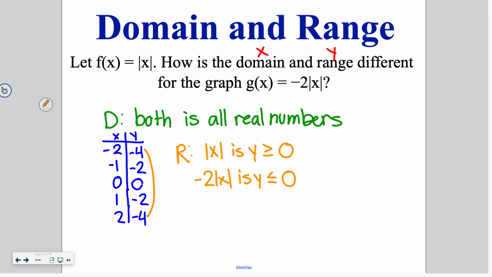So the range changed with this one. Sometimes the range won't change, sometimes it will. You have to go ahead and plug in those numbers to figure that out. I would suggest choosing 2, 3, 4, definitely using some positive, some negative, to figure out the exact change of those range values. The domain is never going to change because we can always plug in any real number.